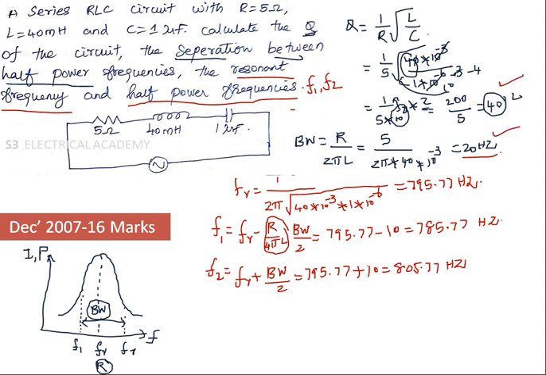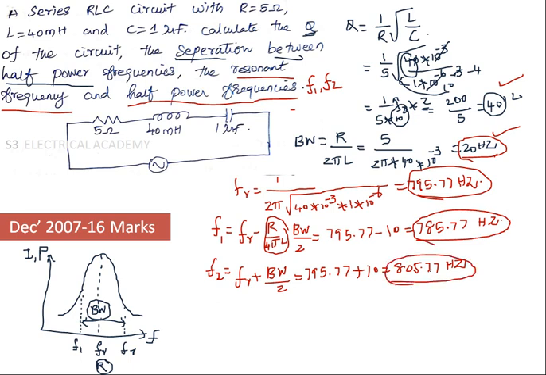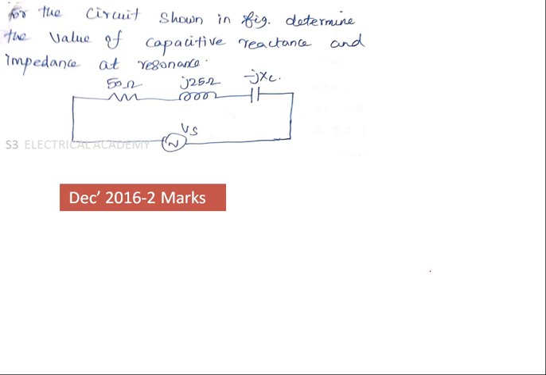So first thing they asked, quality factor, we determined. Next, bandwidth, which is not directly given but is named as the separation between half power frequencies. Next, resonant frequency. Fourth one, lower cutoff frequency as well as upper cutoff frequency. So let us switch over to the third question.